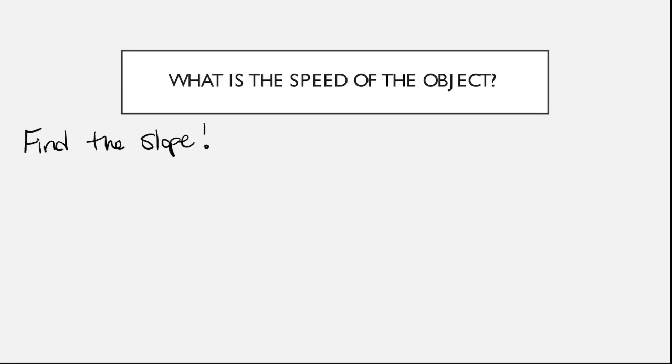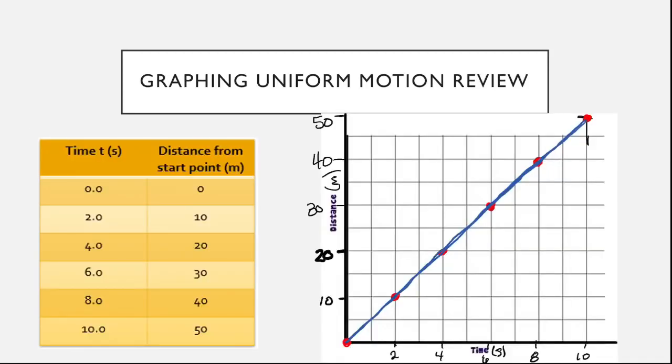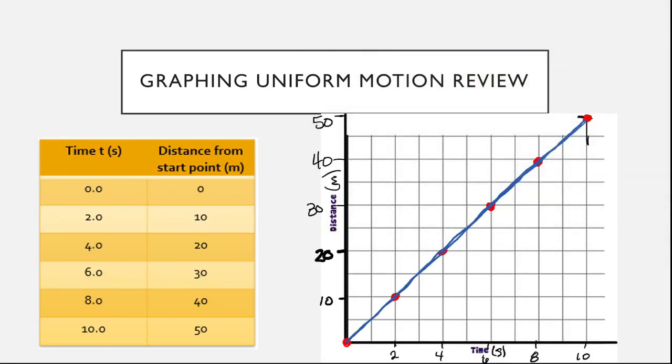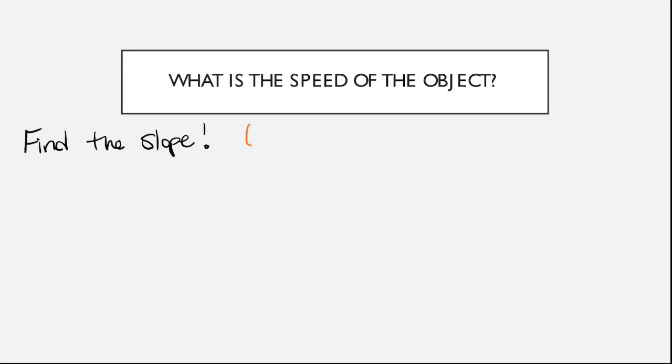Okay, so we need 2 points on the graph. Again, I like to use 2 points that aren't already there. So I'm going to use this point. What's that point right there? That is 1 and 5. Okay. And then let's go for this guy right here. That point is 7 and 35. Okay, so I'm going to rewrite those 2 points here. So we had 1 and 5, and then we had 7 and 35.